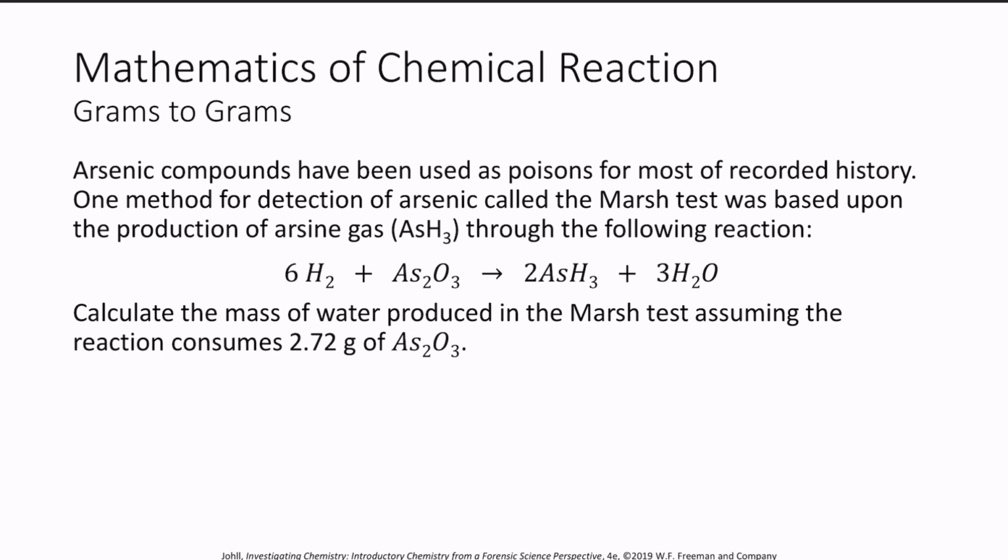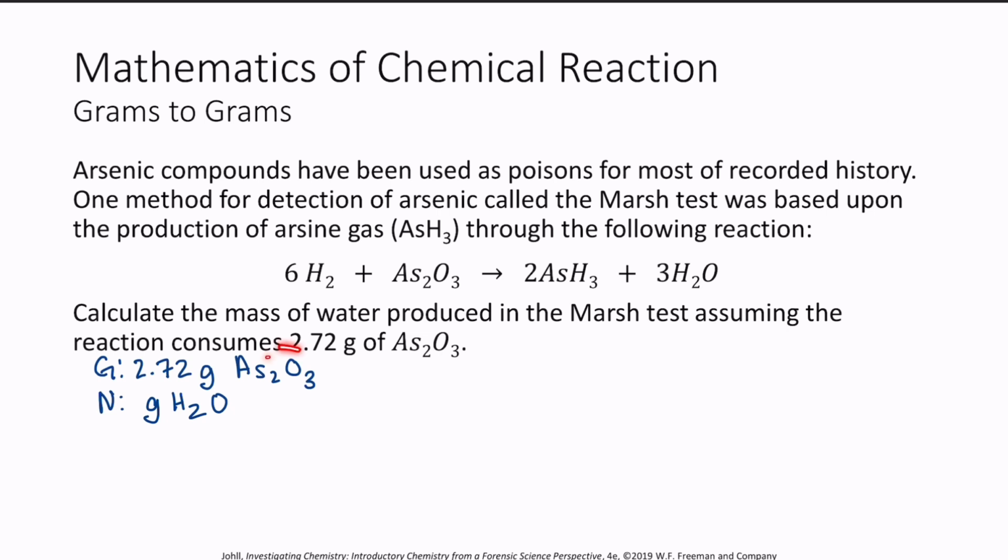I'm going to set this up exactly like all of my conversion factors. My given is going to be the number 2.72 grams of As2O3. My need is going to be in the form of a question or a bossy statement. And in this case, it's going to be the bossy statement. Calculate the mass of water. So mass is units of grams. So I'm going to need grams of water.